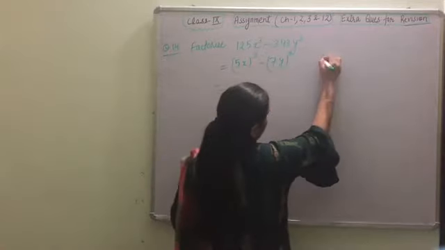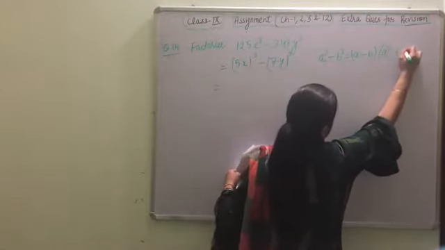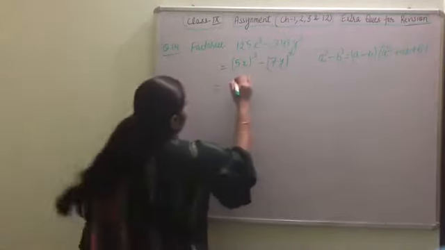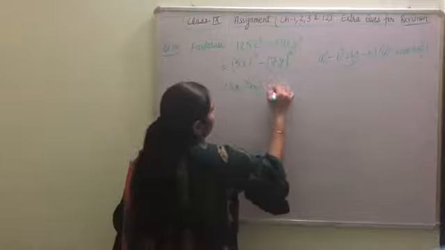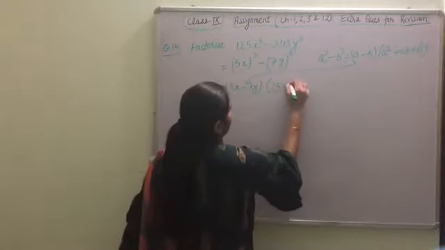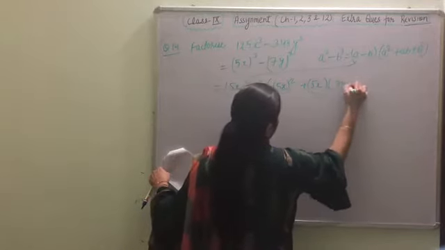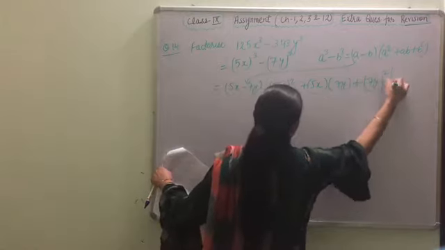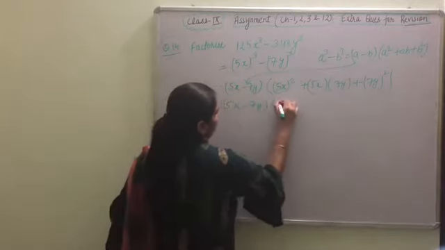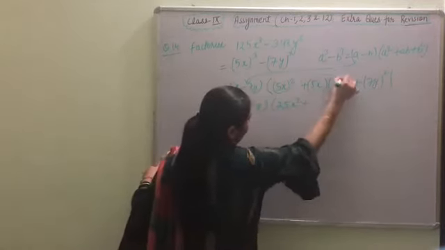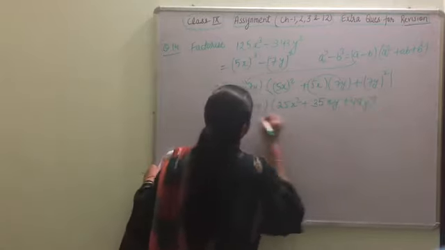We are writing the identity here: a cube minus b cube is equal to (a minus b)(a square plus ab plus b square). Applying the identity: first term a minus b is 5x minus 7y. Second term: a square is (5x) square, ab is 5x into 7y, plus b square, (7y) square. So 5x minus 7y, times 25x square plus 35xy plus 49y square. This is the final answer.